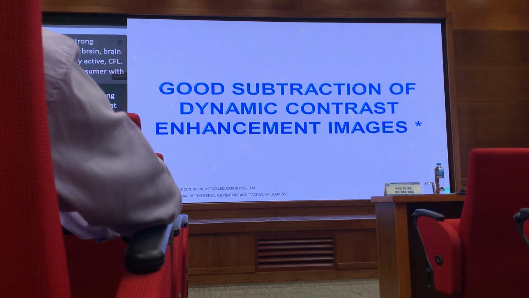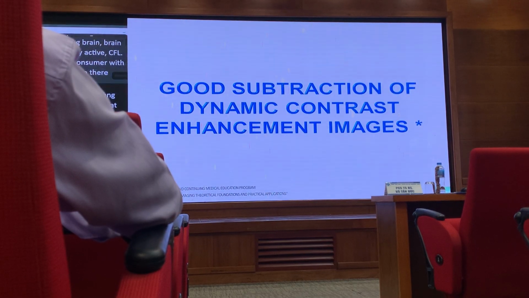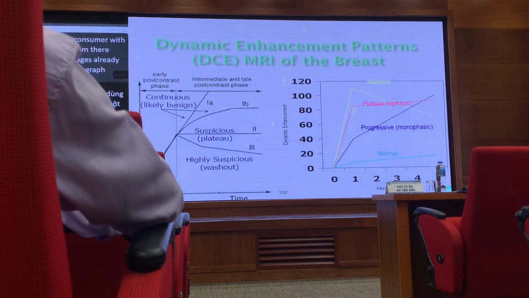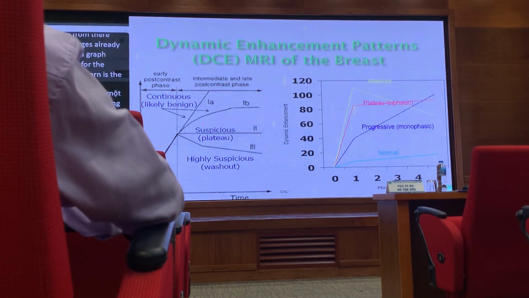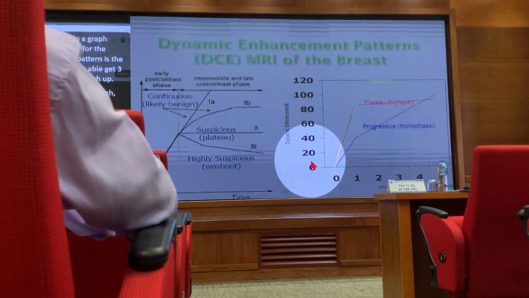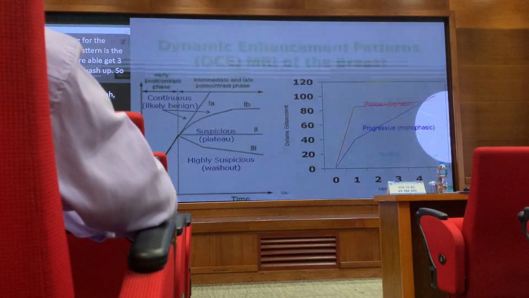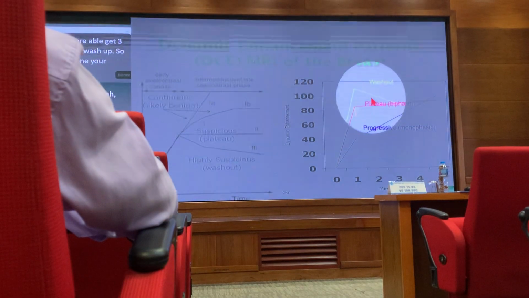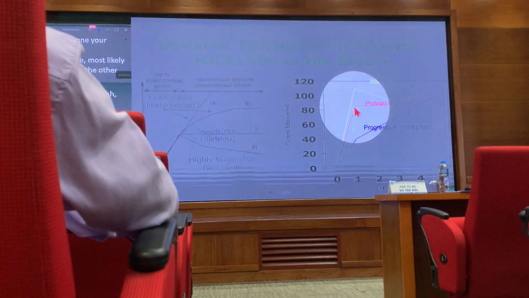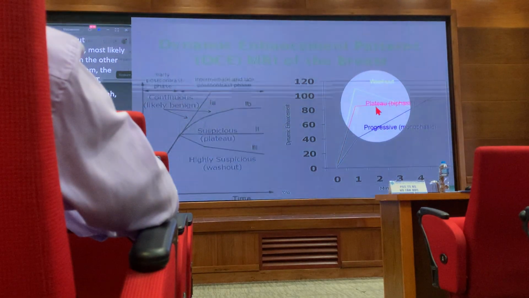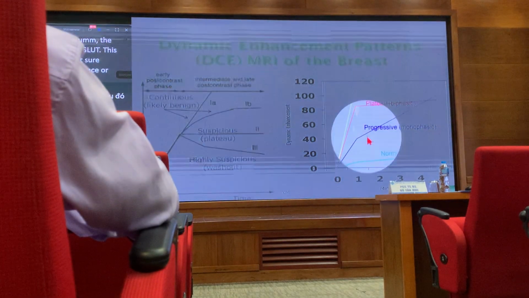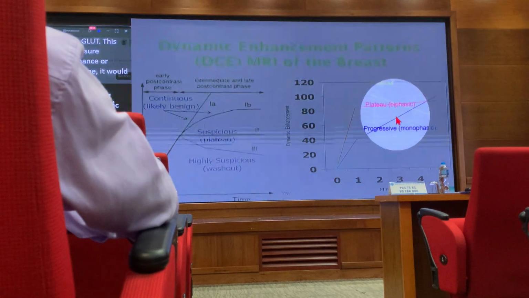Okay, so after we have done all the images, then we can do a graph. We are looking at the dynamic enhancement pattern, DCE MRI of the breast. You will be able to get 3 types of graph. One of them is the washout, the yellow one. It will uptick and then wash out immediately. This one most likely is malignant. The other one is the red one. It upticks and then becomes plateau. This one is indeterminate, not sure whether it's malignant or benign. And for the blue one, it will keep on progressive. So this one most likely is benign.